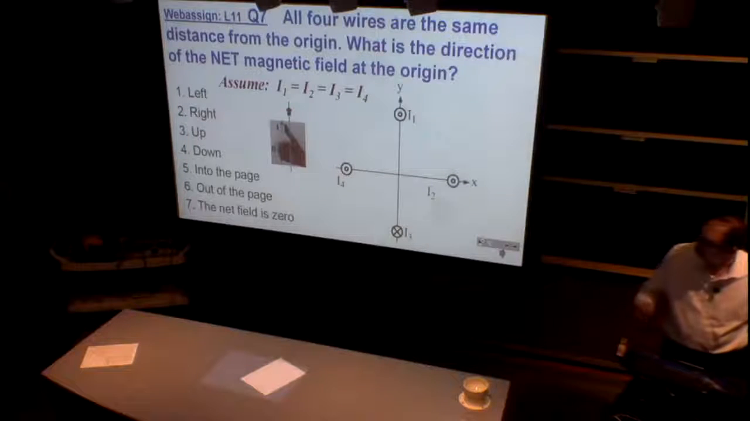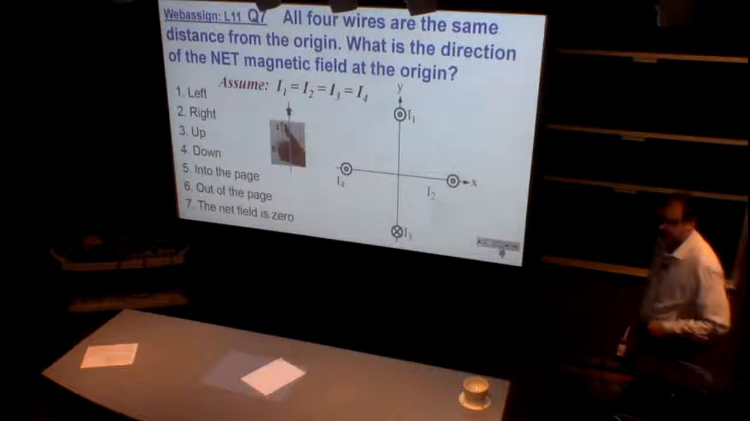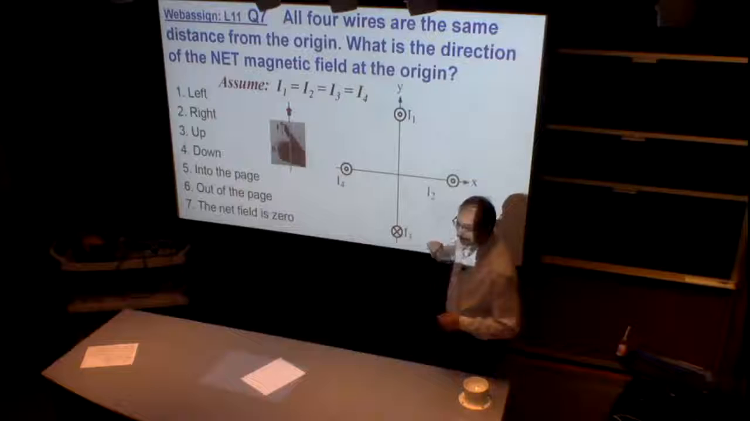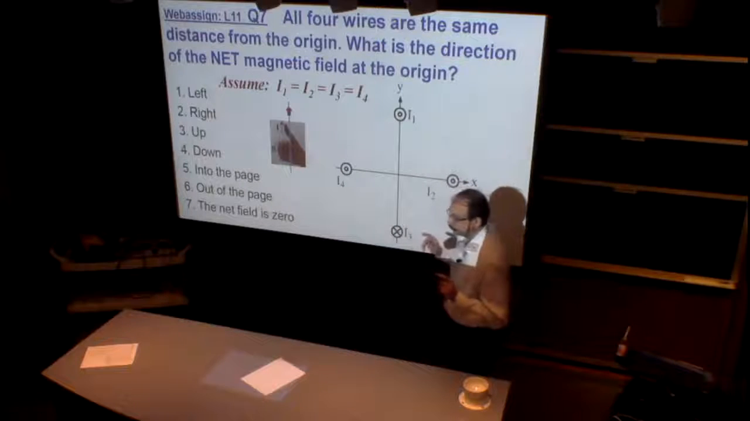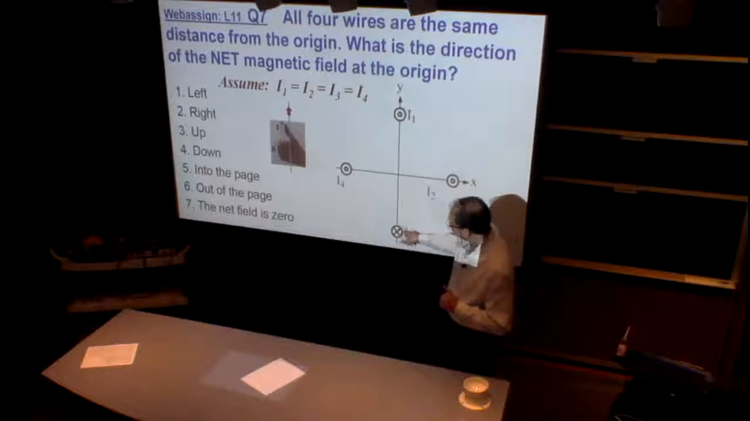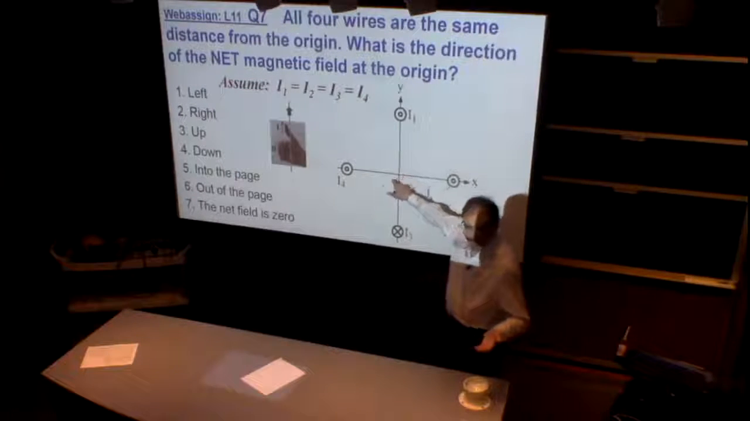That was a question. All right. I'm going to give you a minute or two to answer this question. In this situation, we now have four wires with identical electric currents, but the current number 3 points differently from currents 1, 2, and 4. These 3 point out of the screen, and this one points into the screen. So your goal is to make a statement about the direction of net magnetic field at the origin.